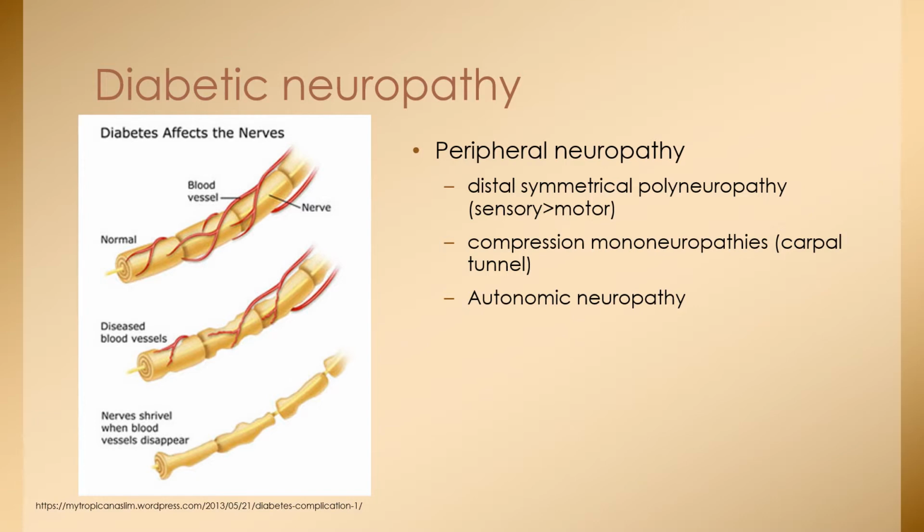And I mentioned earlier an autonomic neuropathy. So people can actually have an autonomic system involvement. They might sweat a lot, or they might have constipation, other sort of systemic changes that are related to the autonomic nervous system.